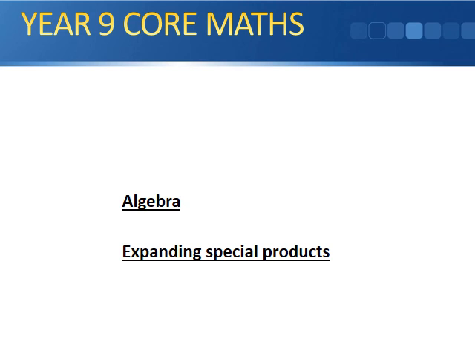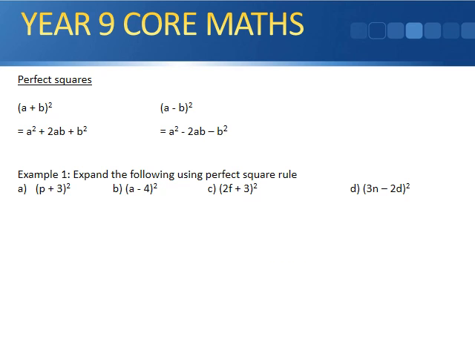Expanding special products. So special products are when we have two things like this. We've got here an a plus b all squared. That means the bracket is really written twice, a plus b. And the squared means that it's repeated, a plus b.